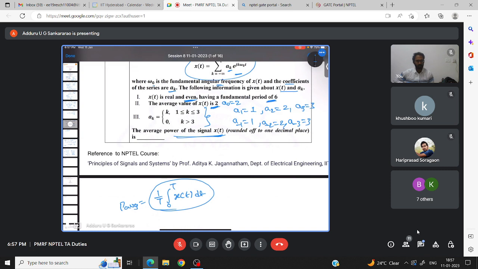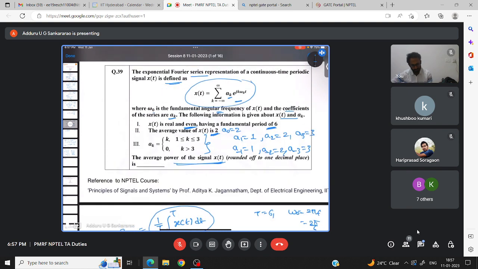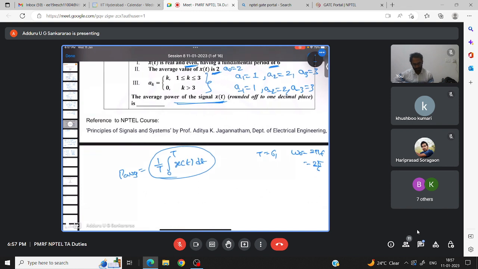Omega naught also given. Sorry, T is given as 6. So omega naught is 2 pi f, that is 2 pi by 6. A naught, A1, everything is given. So omega naught you can represent, you will get something, you can find power. Or else you can use Parseval's theorem. That is well known, right? In Fourier series, everywhere we have seen Fourier transform and all. What does Parseval's theorem represent? Parseval's theorem represents power in time domain equal to power in the Fourier domain, Fourier series.